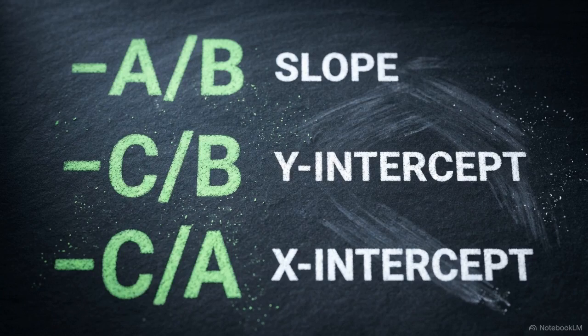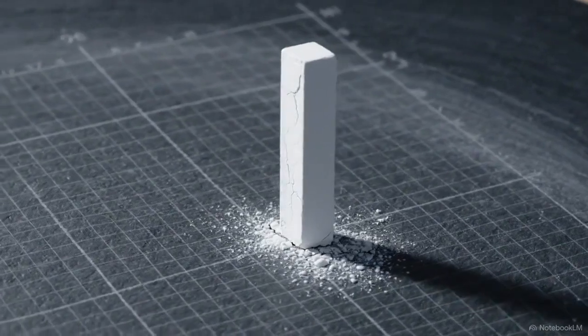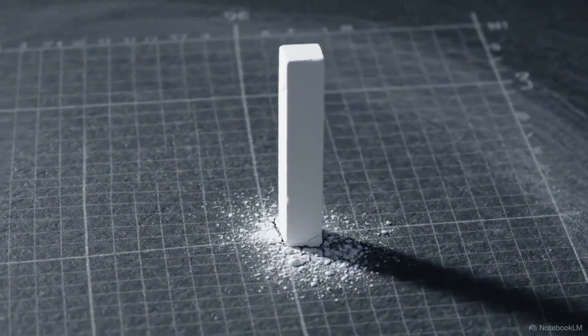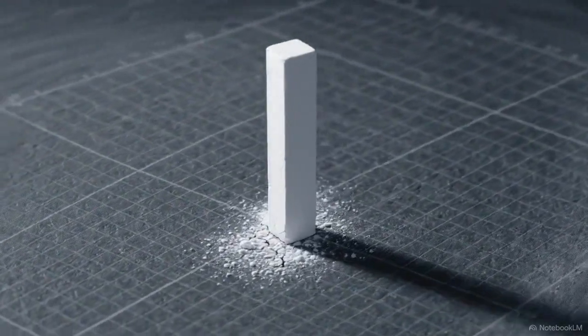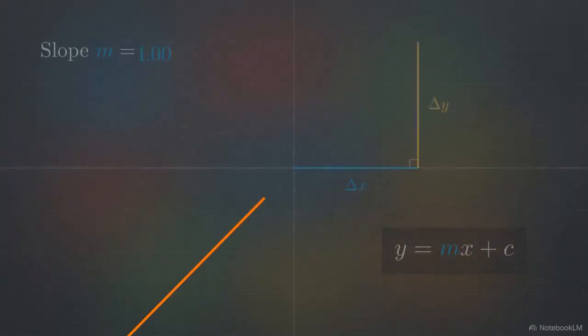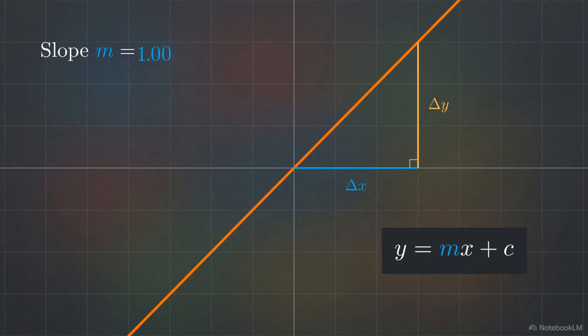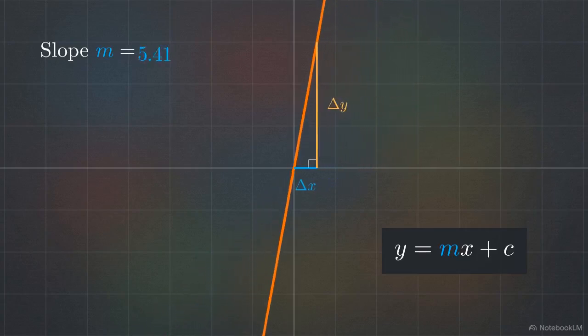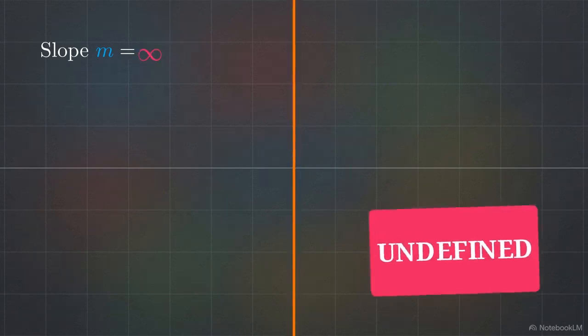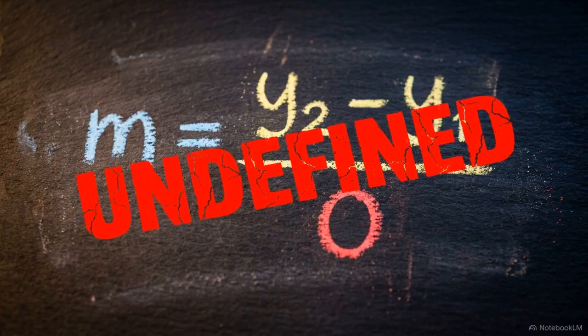Consider a geometric extreme that breaks our standard models. A line that is perfectly vertical, standing straight up and down on the Cartesian plane. Equations that rely on a measurable slope fail here. As a line becomes vertical, the horizontal change reaches 0, causing the slope value to climb toward infinity. Because the slope of a vertical line is undefined, situational tools cannot represent this geometry.